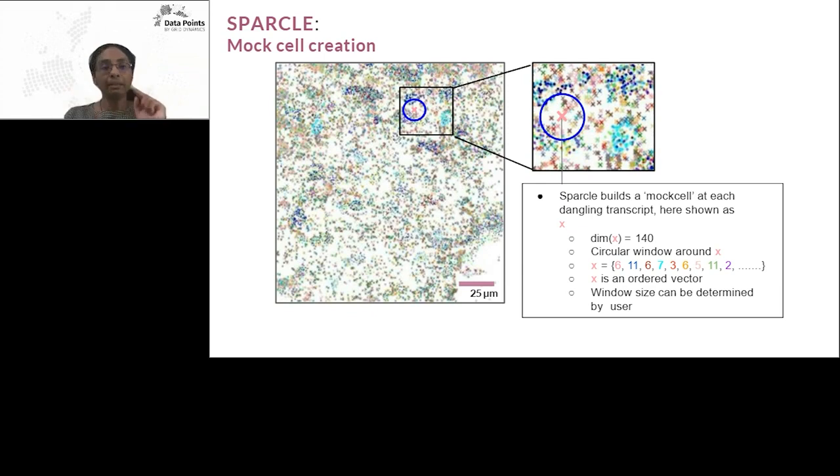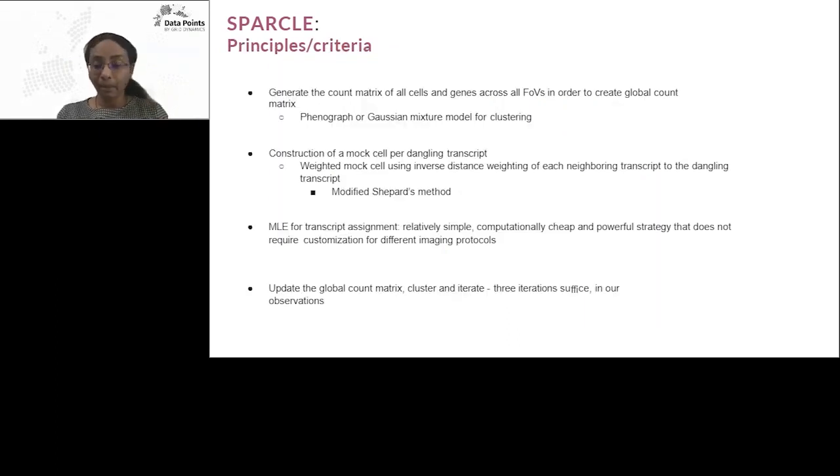And we build a circular window around it and quantify the number of mRNA that are around it. So we're building a mock cell that is centered at the dangling transcript. And all the details of this are present in the paper. Once we have the mock cell, you can also weight the mock cell. And then you use maximum likelihood estimation to assign each of these dangling transcripts to nearby cells, update the count matrix, cluster, and iterate.